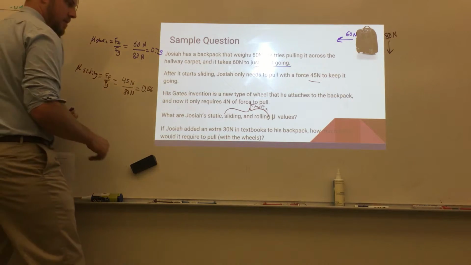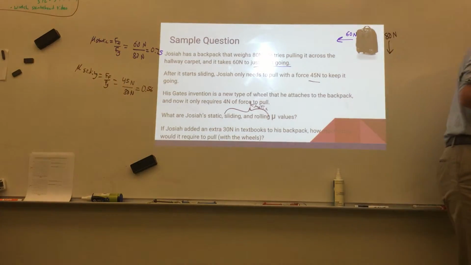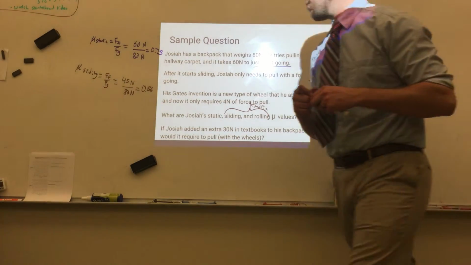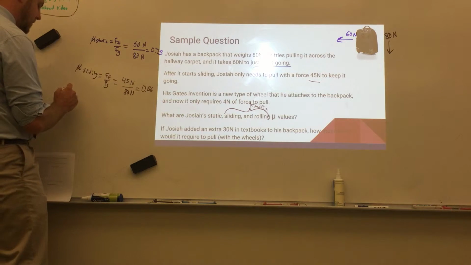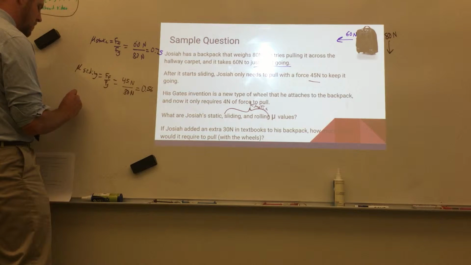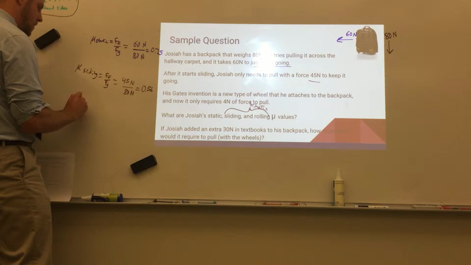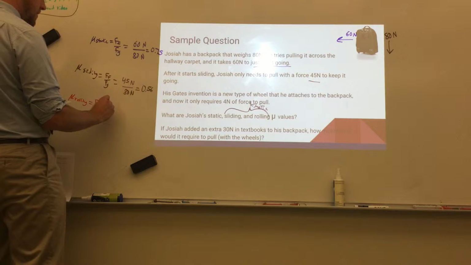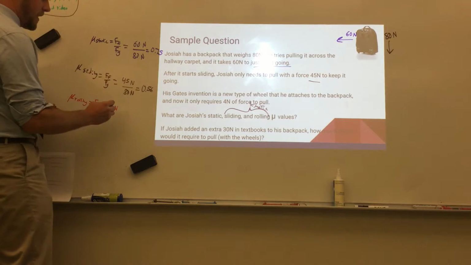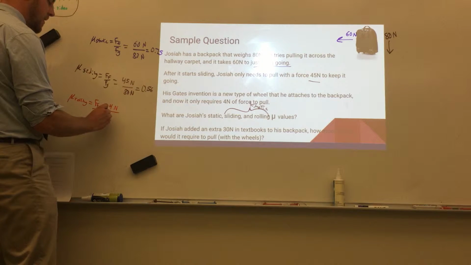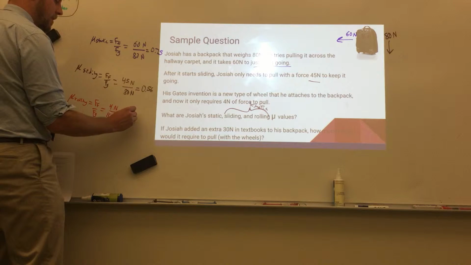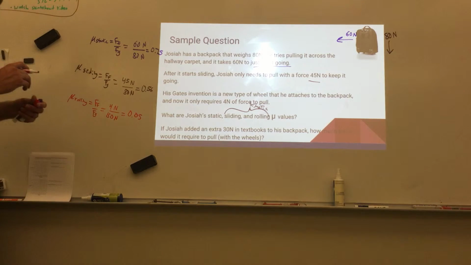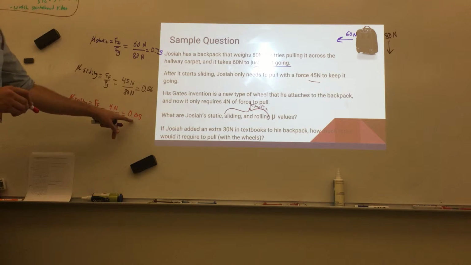Okay, next up, let's use a different color. Next up is our rolling friction. So Gates' invention is to put some wheels on that. Mu rolling equals force of friction over force of gravity. That is 4 newtons to make it roll, divided by 80 newtons still as our force of gravity. That comes out to 0.05. That is the coefficient of friction when it's rolling.